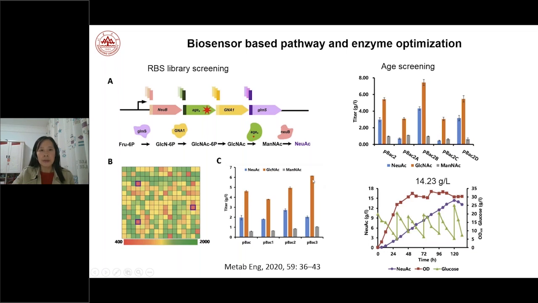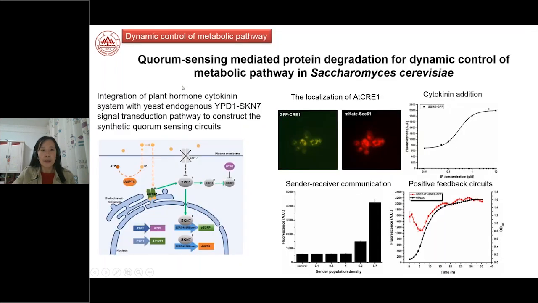Actually, aside from high producer screening, dynamic control of the metabolic pathway is also another very important application. Compared to bacterial systems, yeast have relatively few examples of dynamic control of metabolic pathways. That's because we are still lacking tools for dynamic control. Of course, we can use biosensors, which can sense the key metabolite in the metabolic pathway, to do the dynamic control.